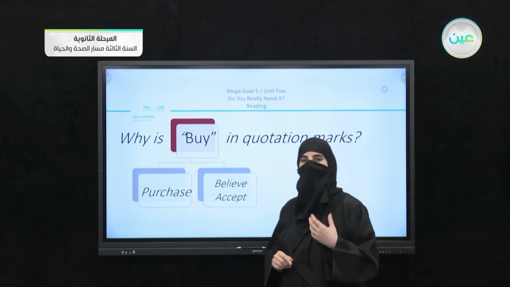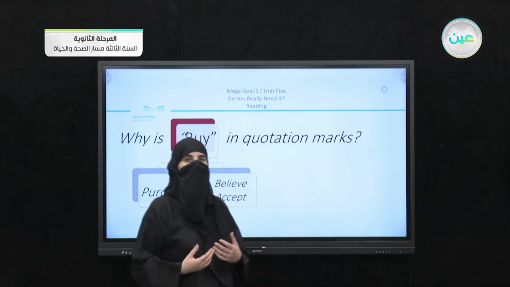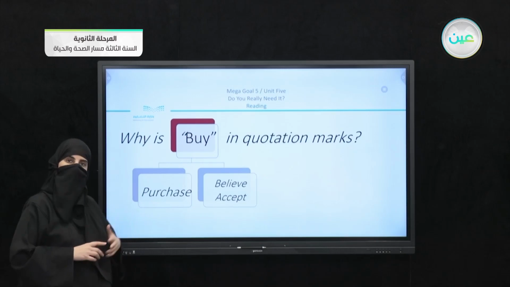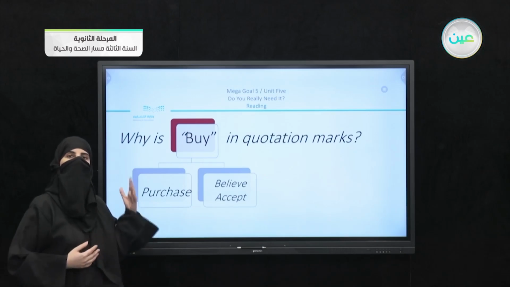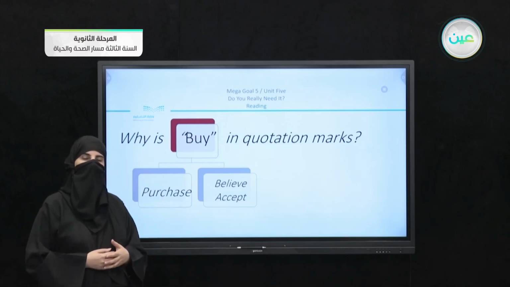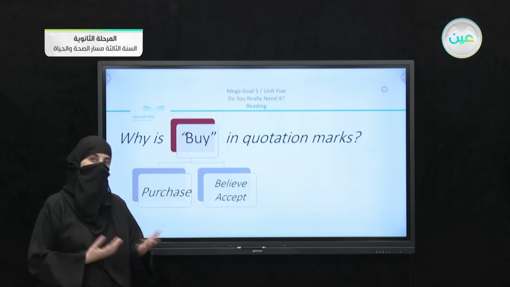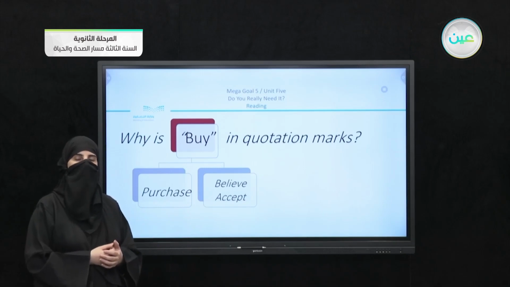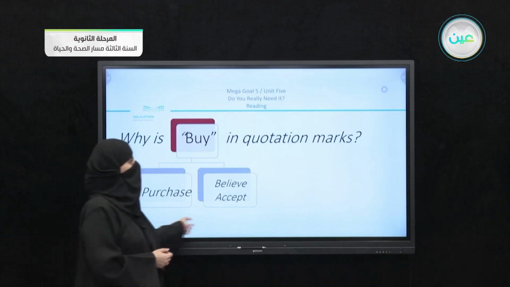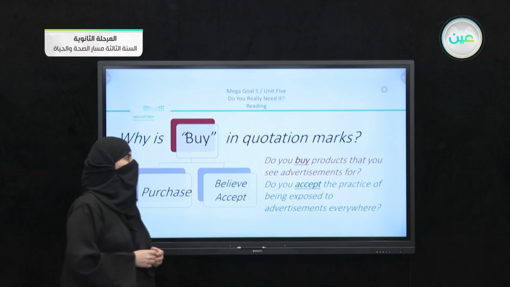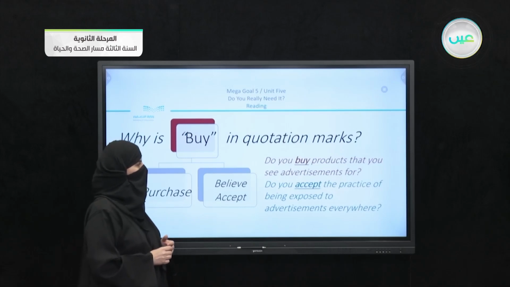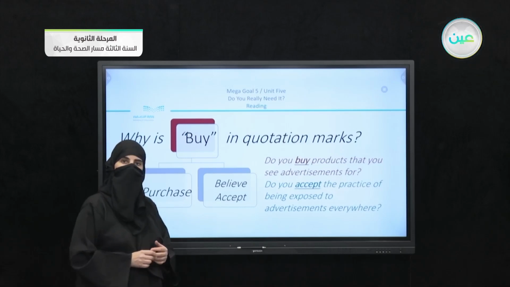So the verb buy can have two meanings. We can say that it either means to purchase something or it means to believe or accept something. So when you see an advertisement, do you buy it? Do you believe what they are advertising or not? Now, do you buy products that you see advertisements for? Do you accept the practice of being exposed to advertisements everywhere?